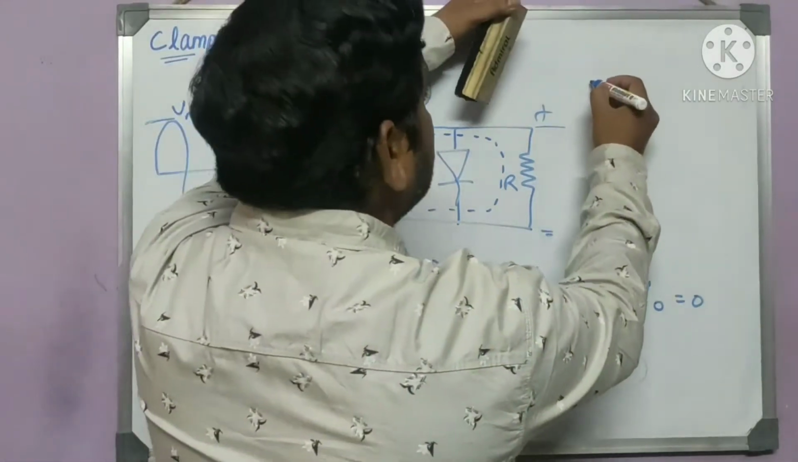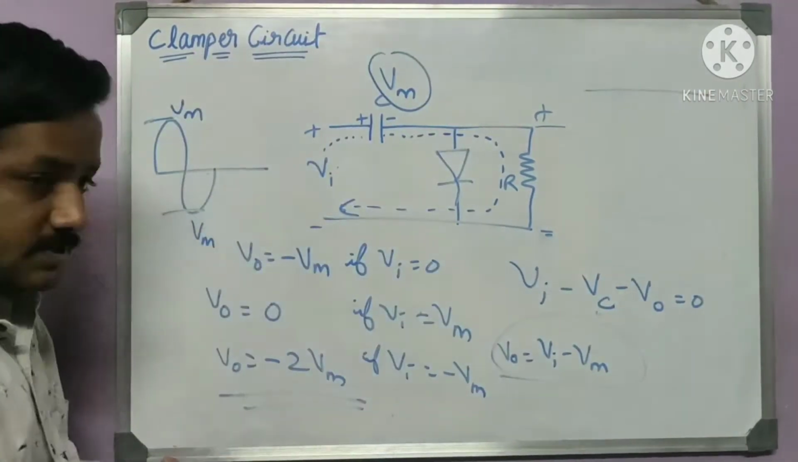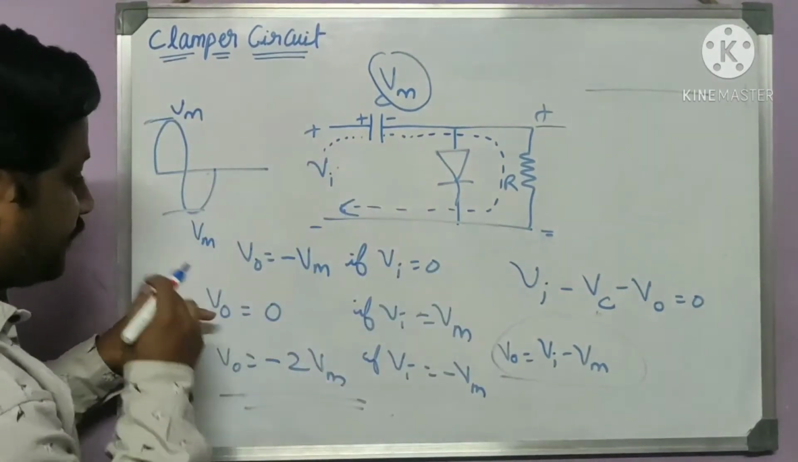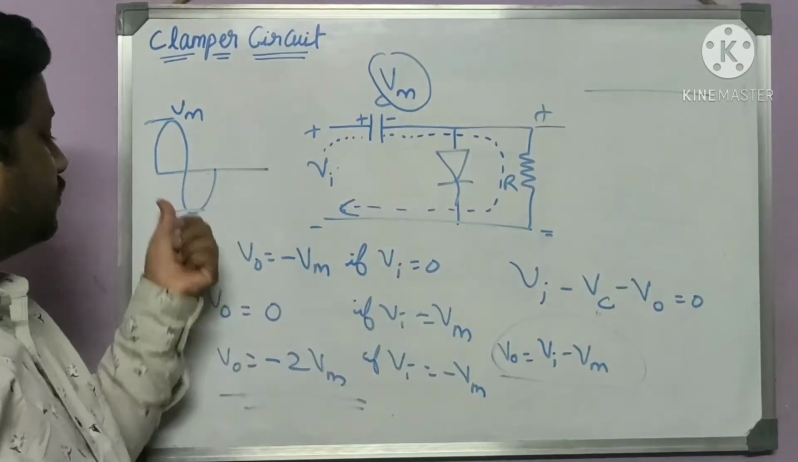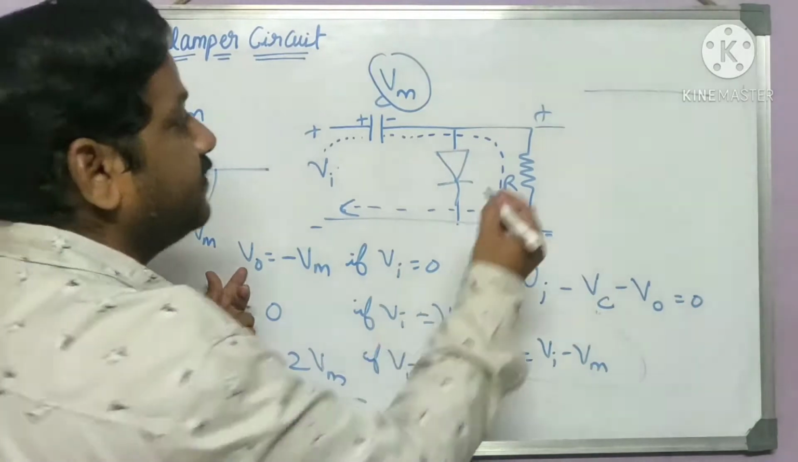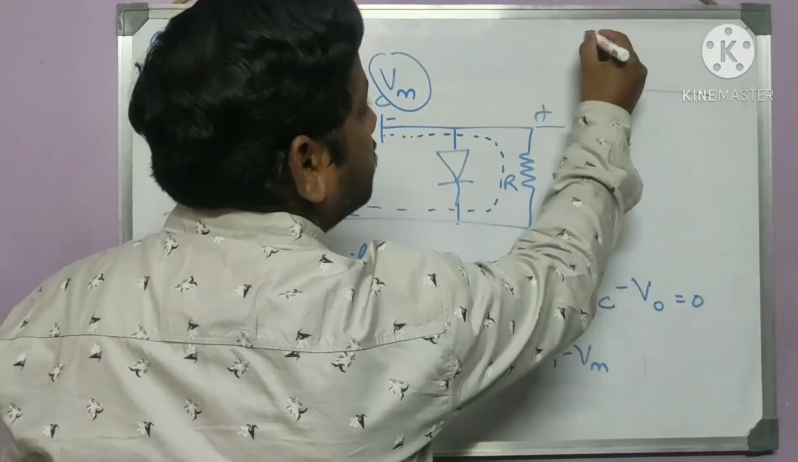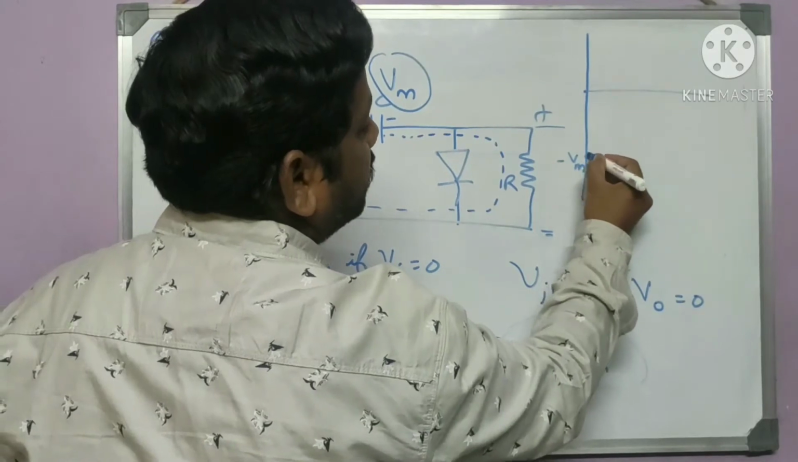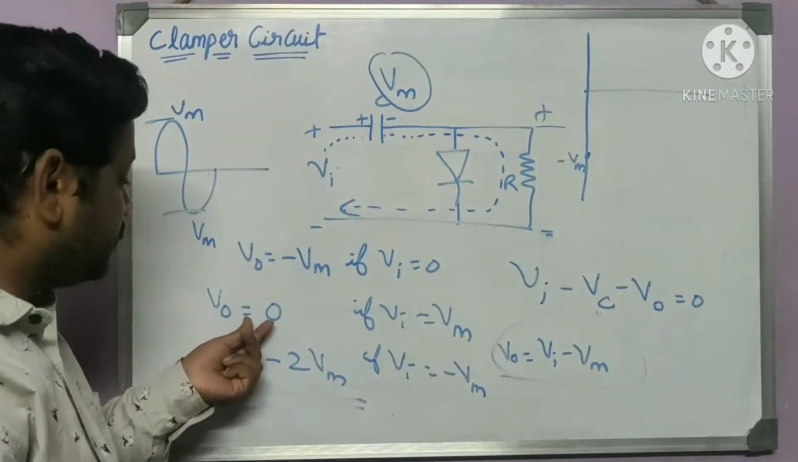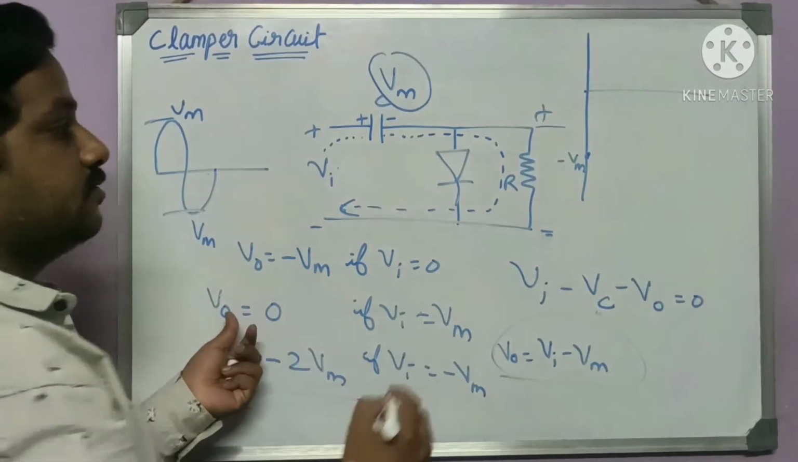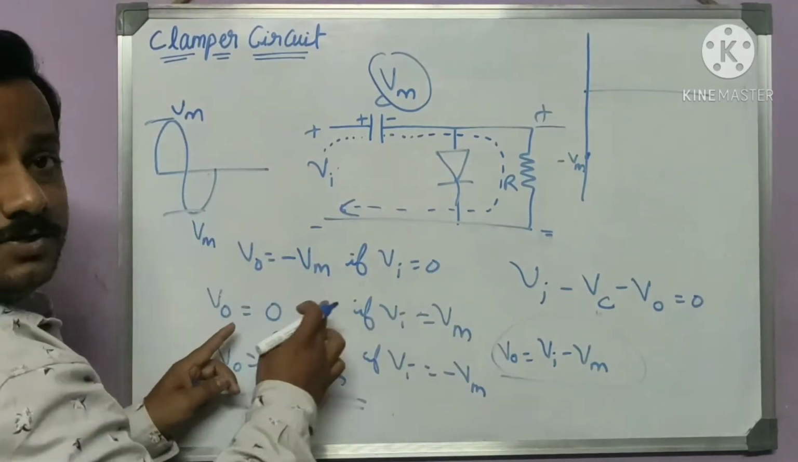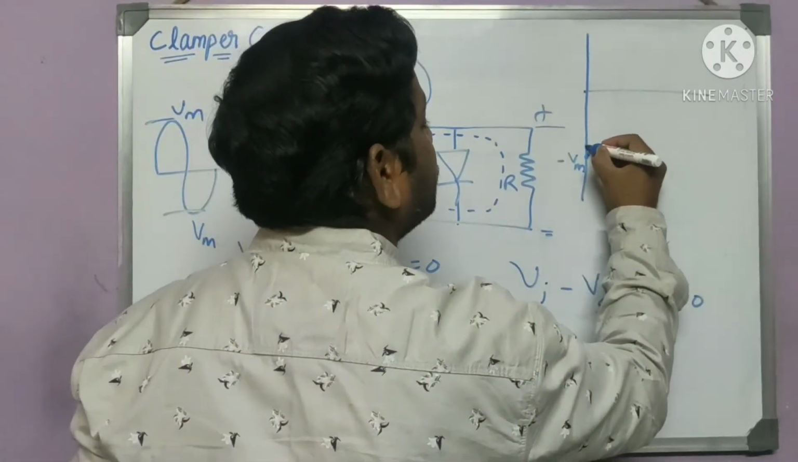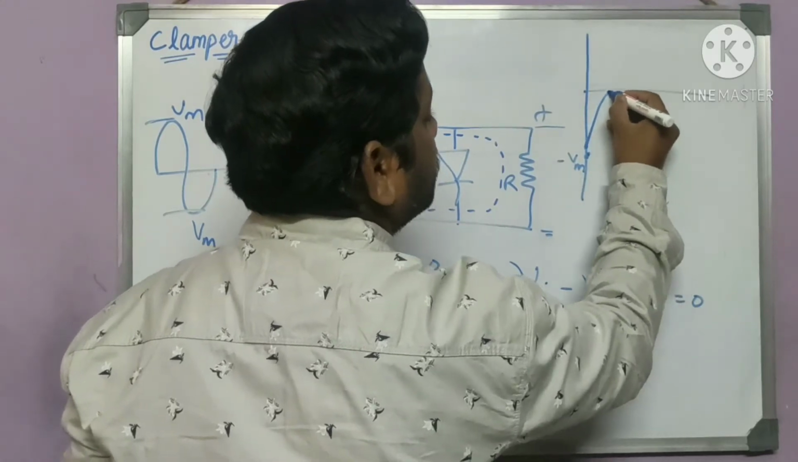So, it's nothing but the output will be shifted. If input is 0, what is output? It is minus Vm. So, if input is 0, output is, say this is minus Vm. Output starts from this point. If input is Vm, output is 0. So, if input is maximum, output is 0. So, it will be moving like this and output is 0.